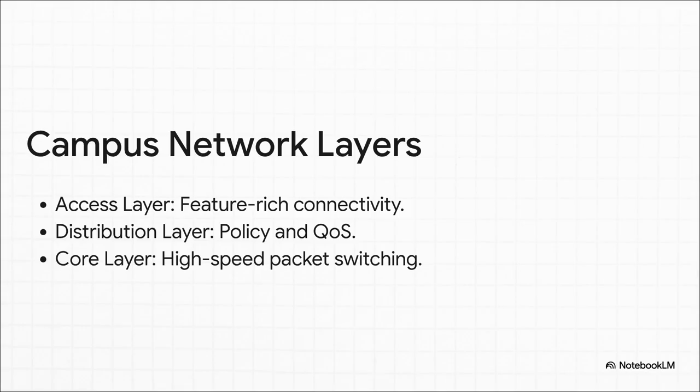Next, we aggregate those access switches into the distribution layer. This is essentially your boundary zone. It focuses on policy enforcement, quality of service, and shielding the core from high-density problems. And finally, the core layer. This is the campus backbone, and it really only has one job: high-speed packet switching. It's moving traffic as fast as humanly possible across the enterprise.